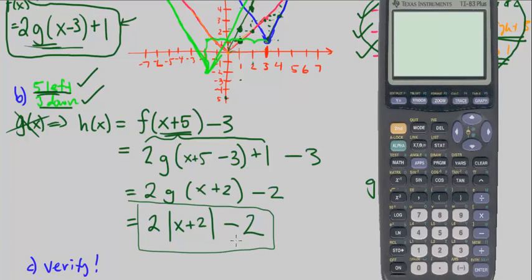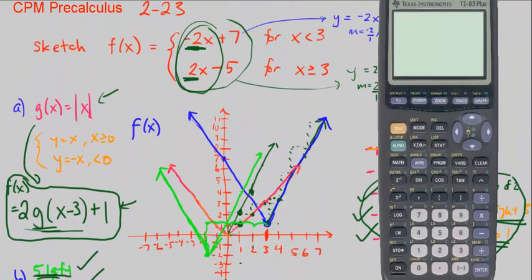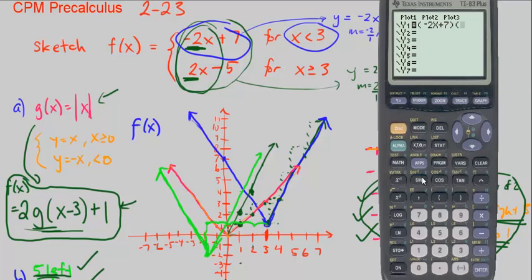So let's take out our calculator. First of all, let's plug in our initial function. Turn it on, put y equals, make sure all of them are cleared, and go ahead and put in f of x. So f of x is negative 2x plus 7. I'm just copying this, negative 2x plus 7 for the values of x less than 3. So I'm going to open a new parentheses just next to it and put x less than 3.